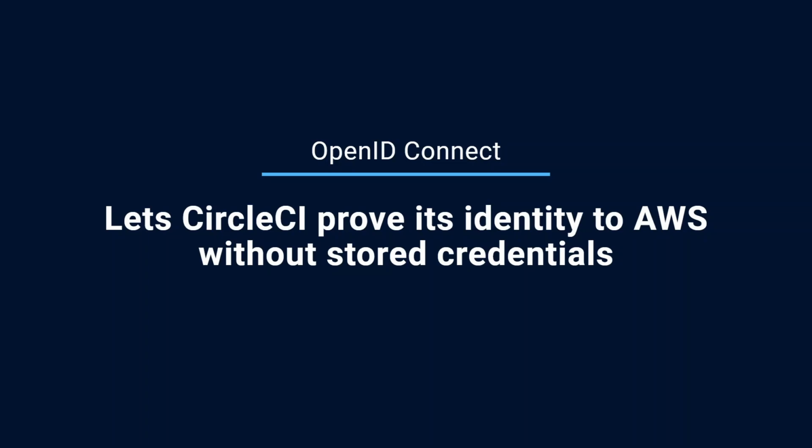AWS uses something called OIDC, or OpenID Connect, for authentication. It lets CircleCI prove its identity to AWS without storing credentials. Think of it like a secure handshake. It's quick, verified, and nothing gets stored.